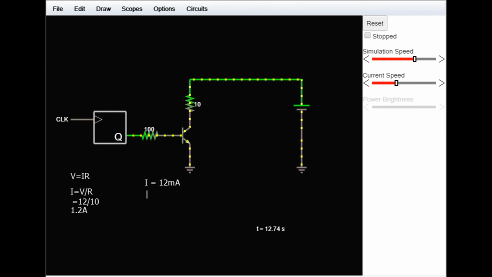So when we're calculating the resistance of the base resistor here, we would get R equals V over I, which is equal to 5 over 0.012, and that's going to give us a resistance of around 417 ohms.